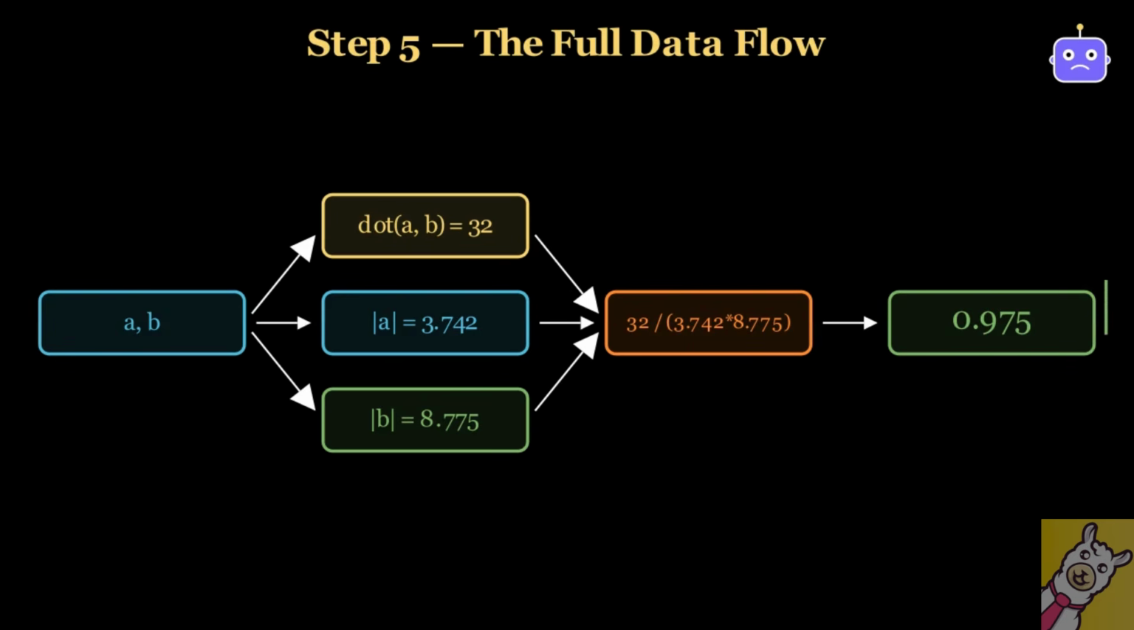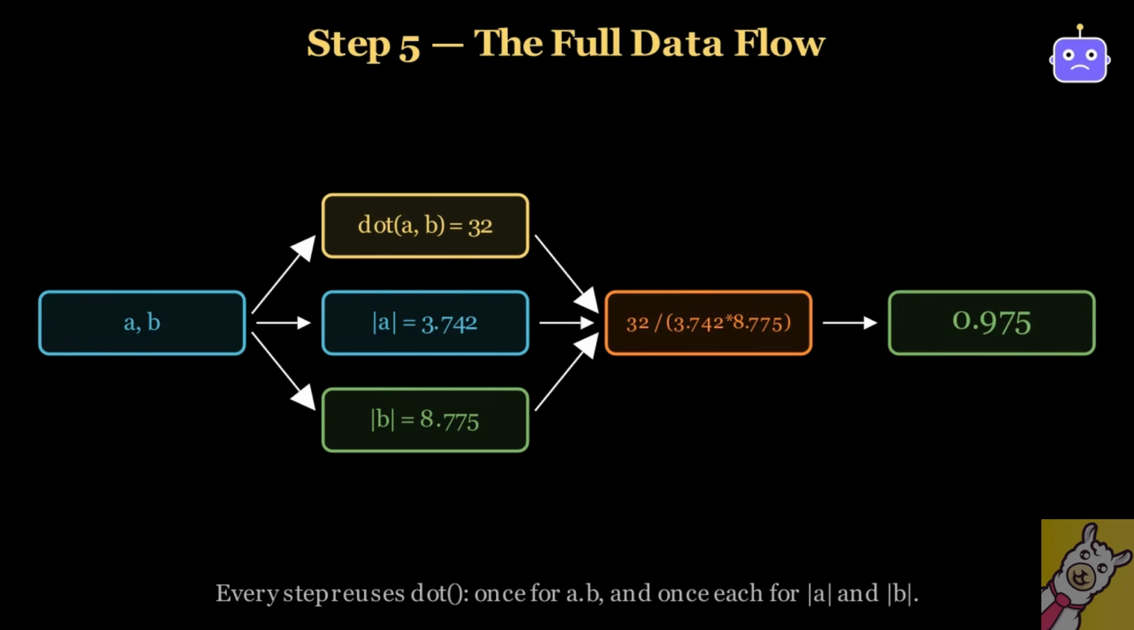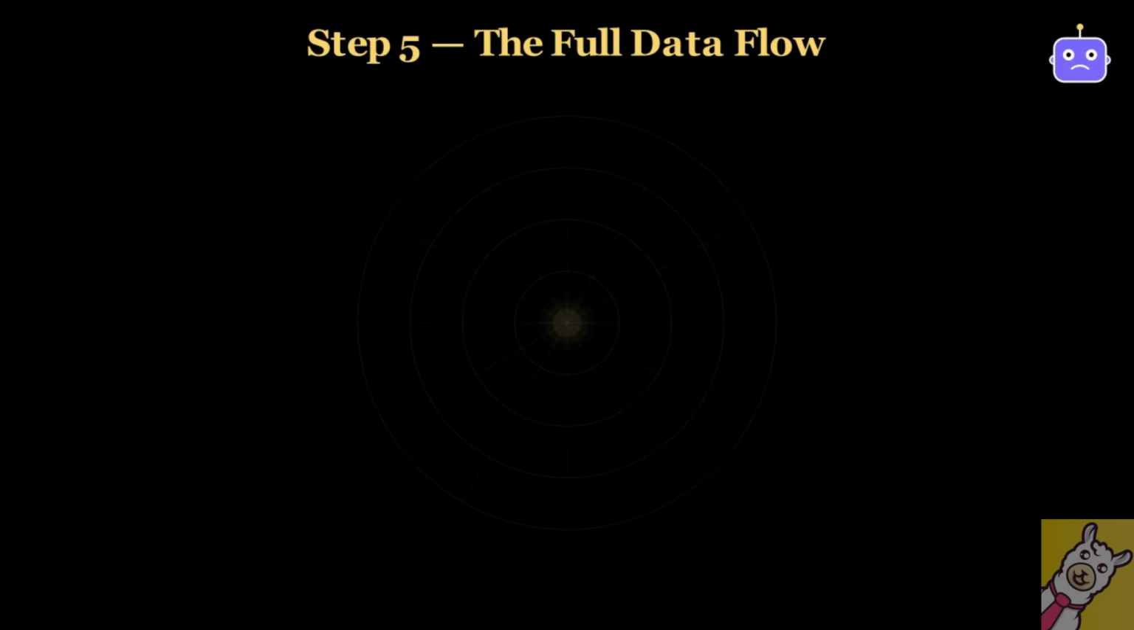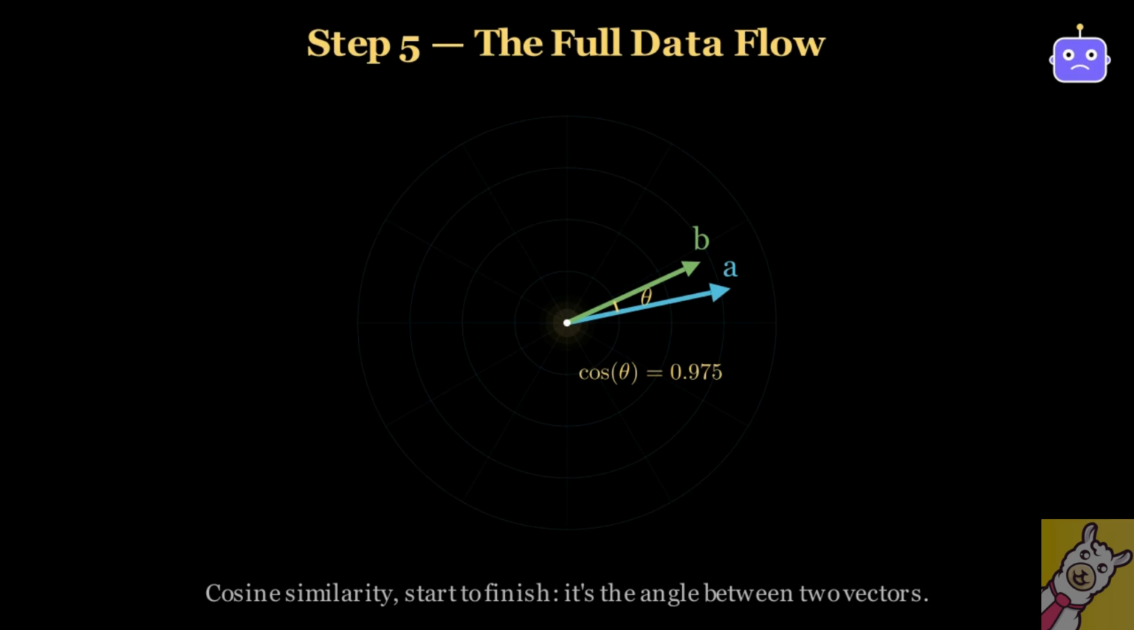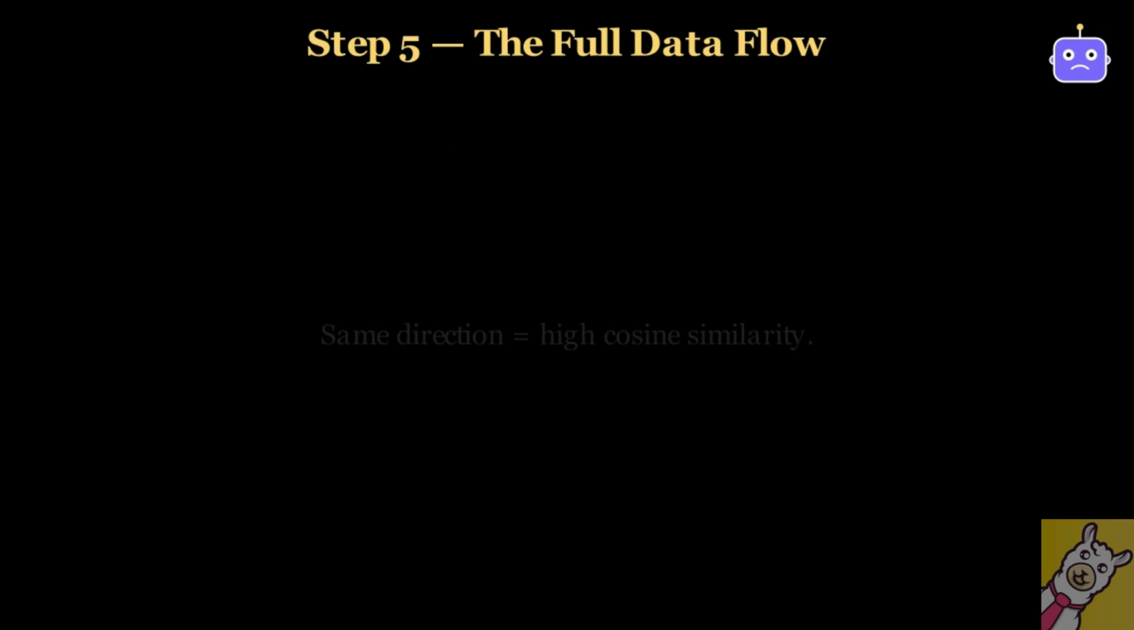0.975. Notice that the same dot function is reused 3 times. Once to calculate a dot b, once to calculate a dot a, and once to calculate b dot b. So from start to finish, cosine similarity is really measuring one simple geometric idea. How closely are these two vectors pointing in the same direction? A cosine similarity close to 1 means the vectors point in nearly the same direction. So remember, same direction means high cosine similarity.